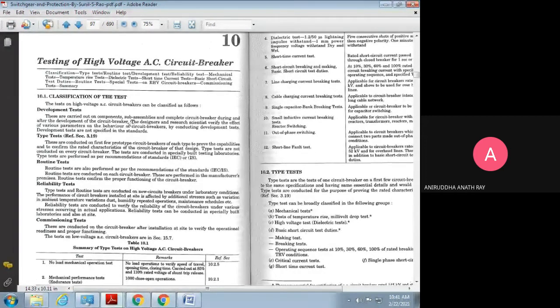So these are the components, sub-assembly, and complete circuit breaker during and after the development of the circuit breaker. So again, the designers and the research scientists verify the effect of various parameters on the behavior of circuit breaker by conducting the development test.